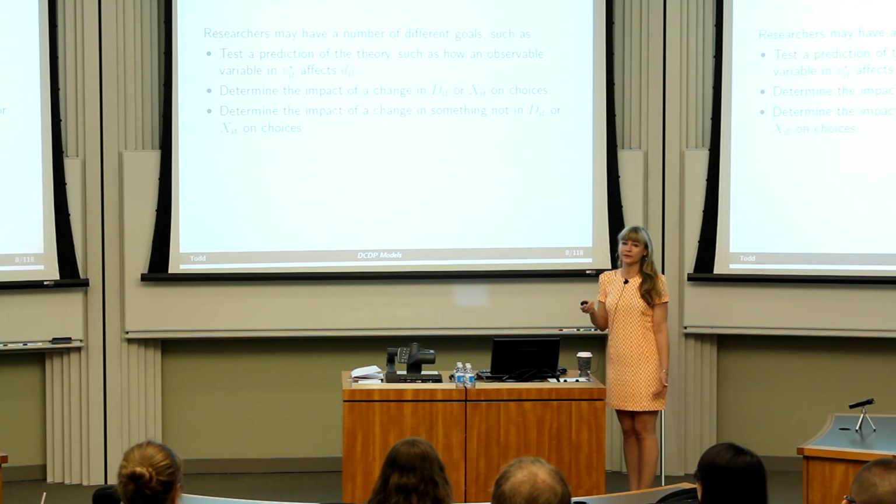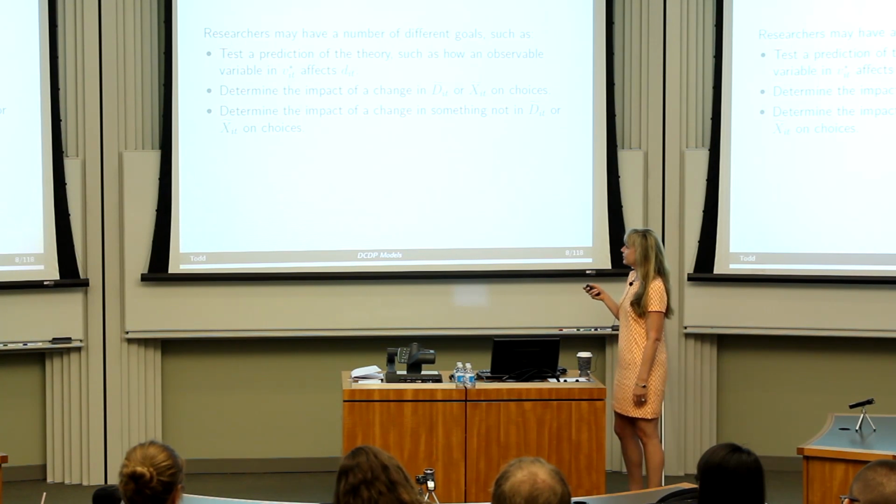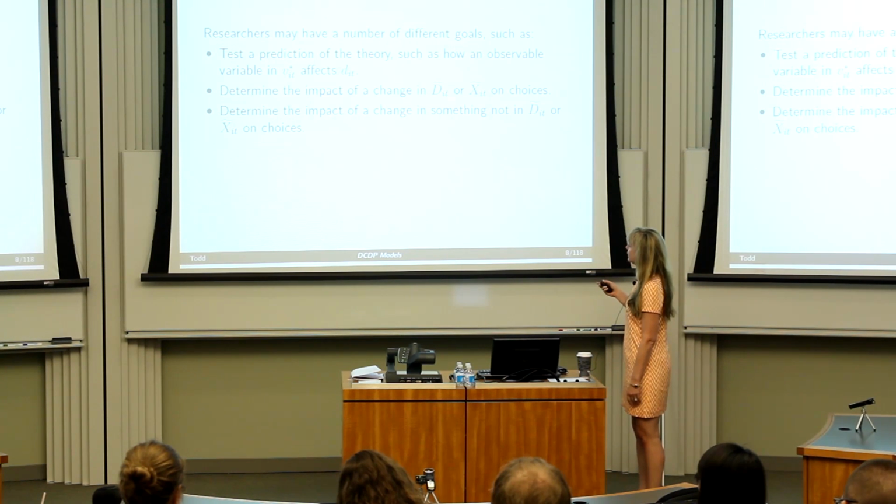For example, suppose D were the decision to attend school. Then you could say, well, what if we forced everybody to finish high school? How would that affect their future lifetime trajectory? That would be the impact of a change in a decision variable on choices.